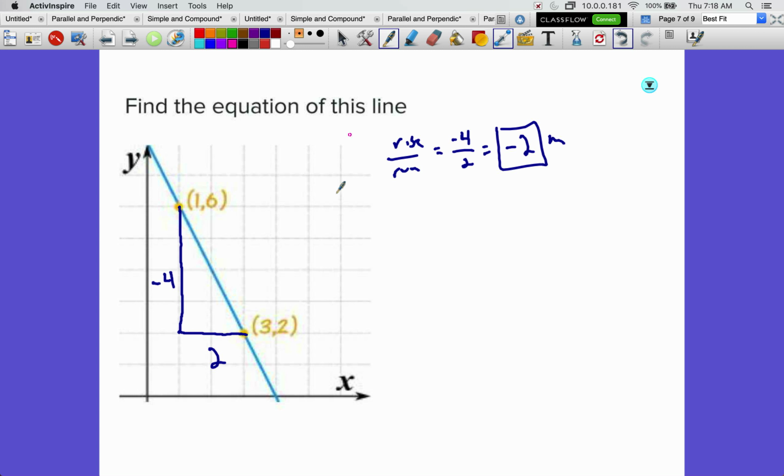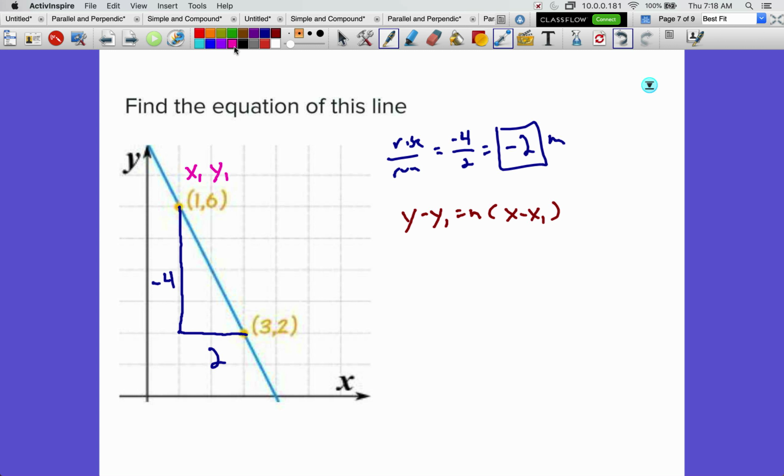And now what do we do for an x1, y1? Well, we can actually pick either of these points to label as x1, y1, and it will work out. We get the same equation either way. And it'd be a good way to double check is to do it with both points and make sure you get the same equation. All right, so y minus y1 equals m times x minus x1.